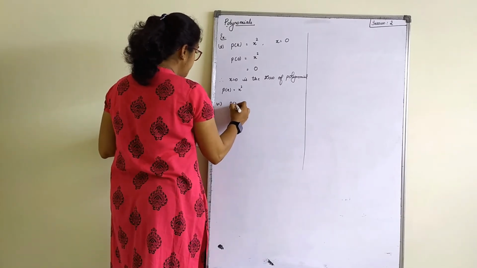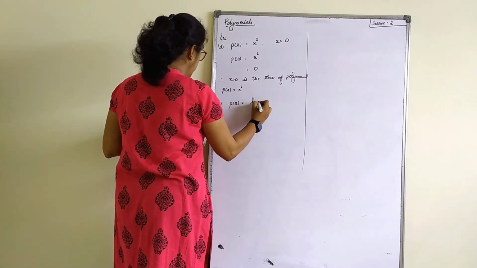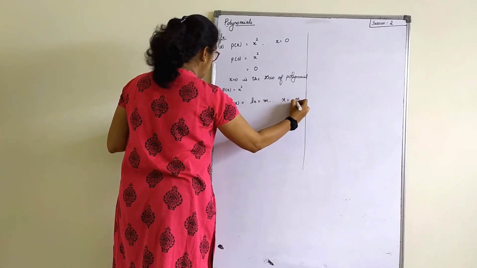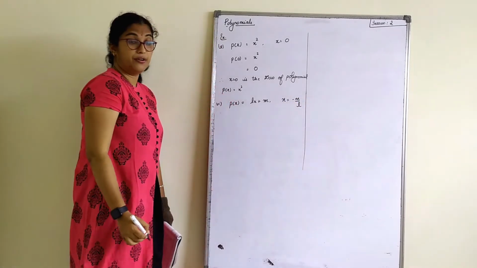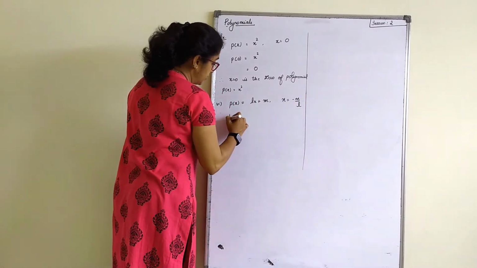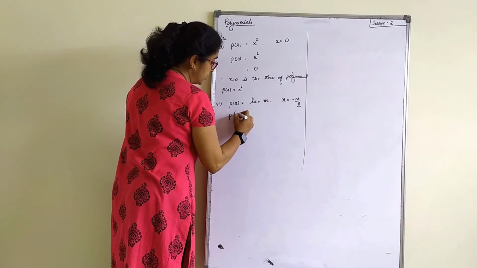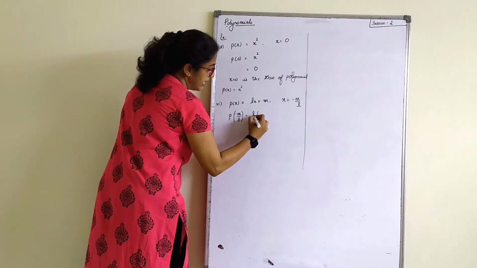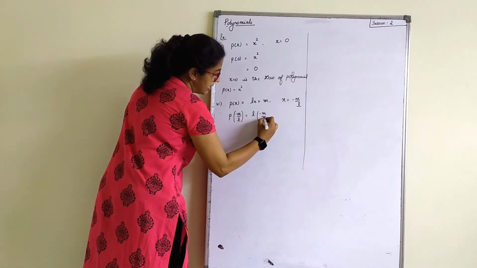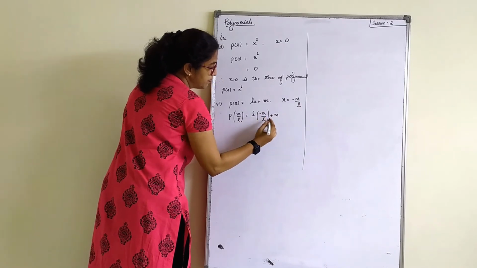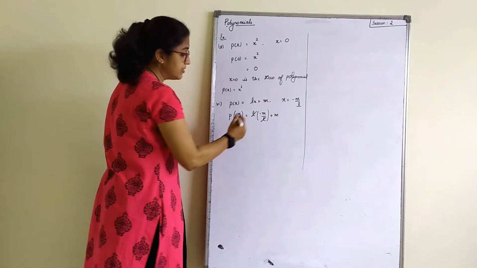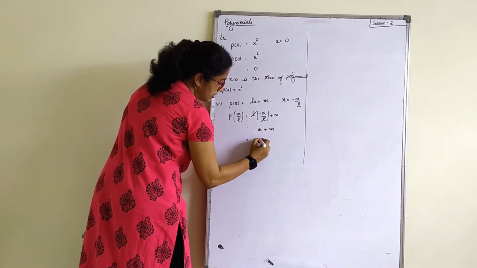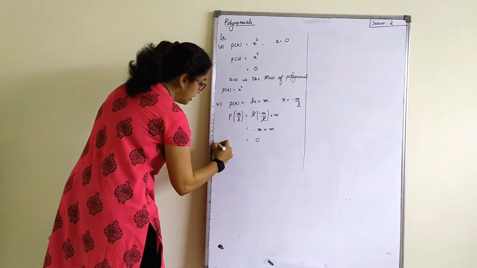We'll go with the next one, that is the sixth one. P of x is equal to Lx plus m, where the x value is minus m by L. So we'll substitute the value here. Keeping this L as it is, x value I will substitute: minus m by L plus m. L and L will get cancelled. What will remain? Minus m plus m. Answer is 0. So what do we have to conclude?